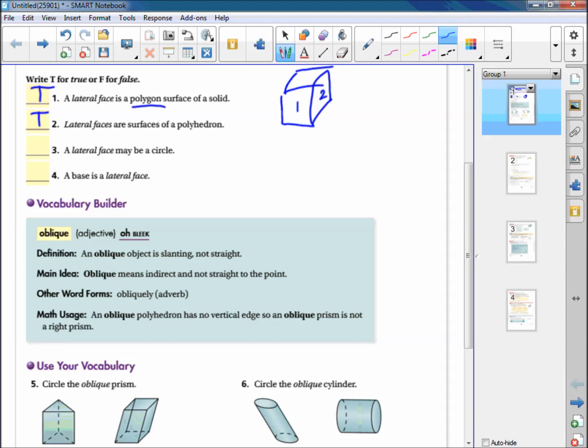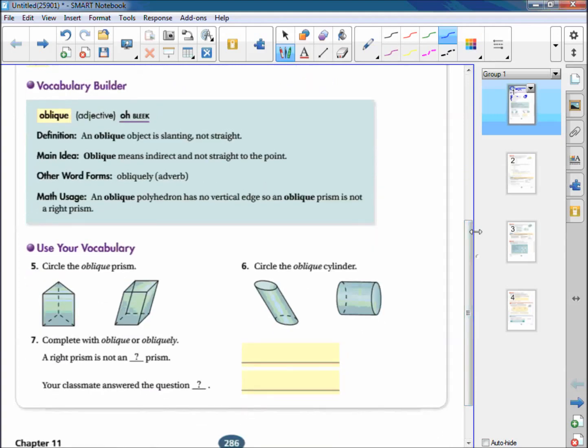A lateral face may be a circle. This is false, so a lateral face has to be a polygon. And the base is a lateral face. This is false also. It's usually a polygon, but we call the base different than the lateral faces. The lateral faces are the polygons around the side, and the base is usually the bottom, or the top.